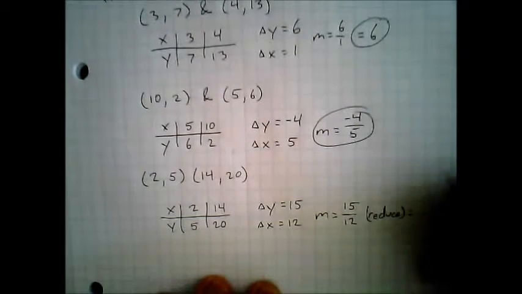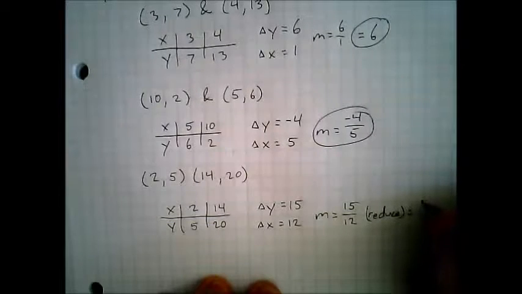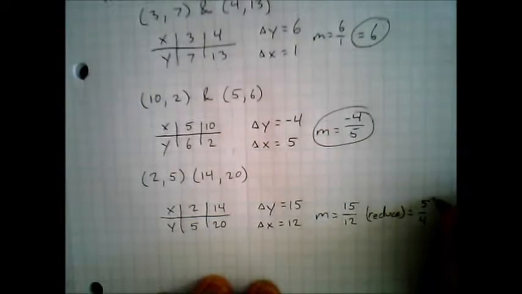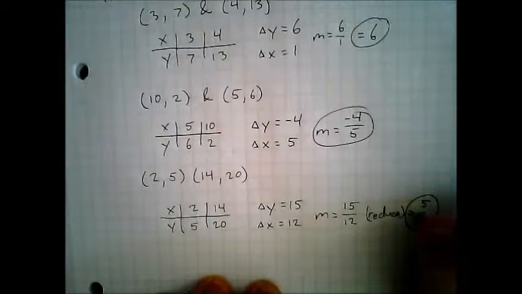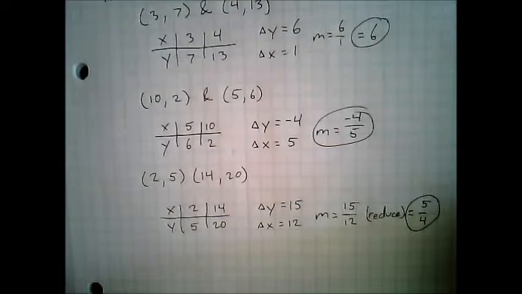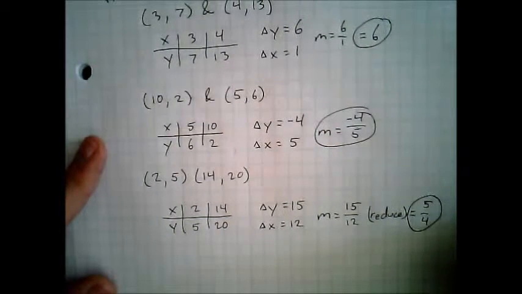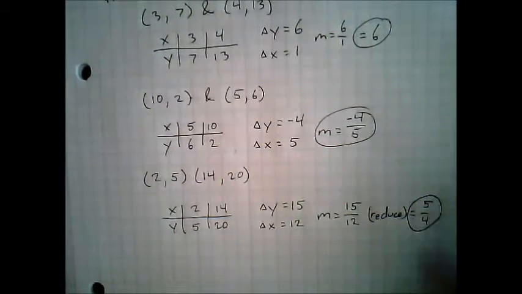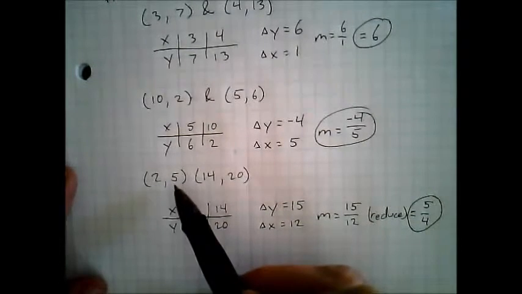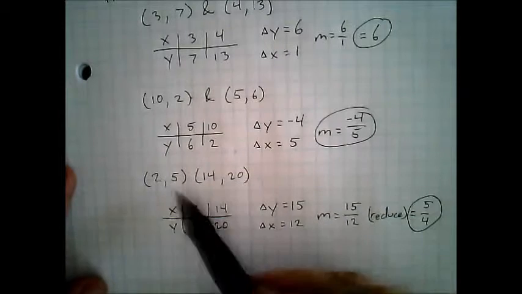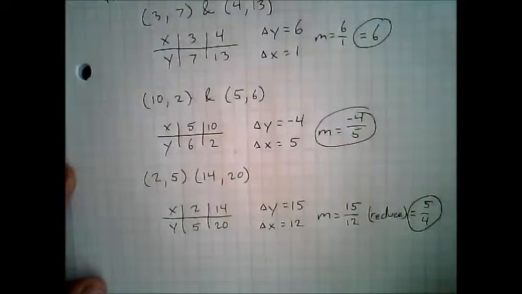15 over 12 reduces to 5/4. And again, at the very end, you want to make sure you get the sign of your slope. We're adding 5 tiles every 4 figures. This is positive because this line is increasing. This tile pattern is increasing. We're going from figure 2 having 5 tiles to figure 14 having 20 tiles. So we're adding tiles, so our slope has to be positive.